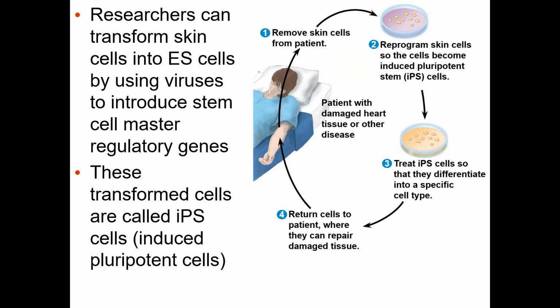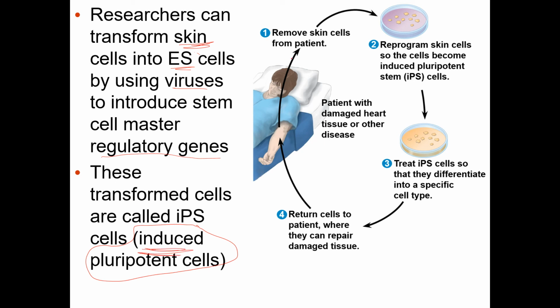Okay, so this is what I was just saying. Researchers can transform skin cells, fat cells they've used too, into embryonic stem cells by using certain viruses to introduce stem cell master regulatory genes to go backwards, almost backwards in time, to reprogram the cells to be like sort of baby cells. So these are called induced pluripotent stem cells because they can become any type of body cell, but induced because they weren't always embryonic, right? They had been adult stem cells for a while.